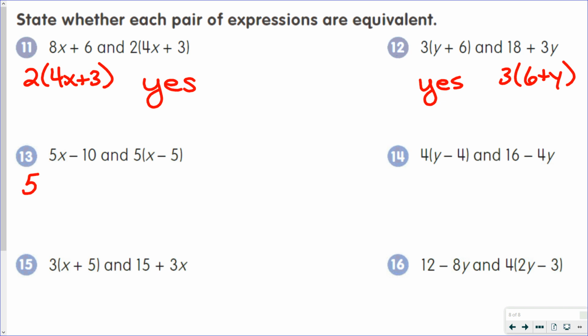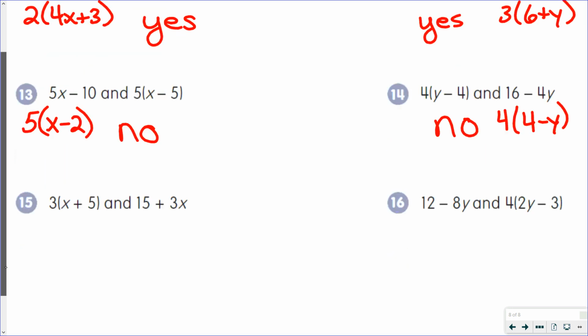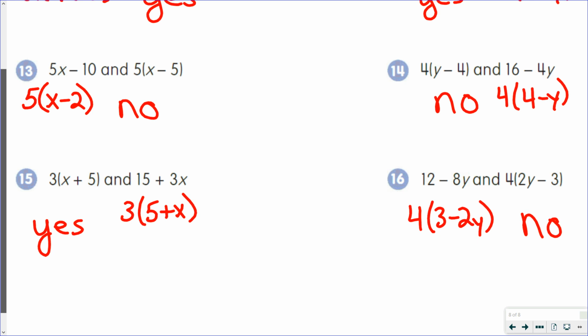If I divide both of these by 5, I get 5, and then x minus 2. Well, x minus 2 is not the same as x minus 5. So those are not equivalent. Divide both of these by 4, and I get 4 minus y. However, you cannot switch around the order in subtraction. So those are not equivalent. I can divide both of these by 3, and I get 5 plus x inside. You can switch around addition. So those are equivalent. And once again, you cannot switch around your order in subtraction. So those would not be equivalent.